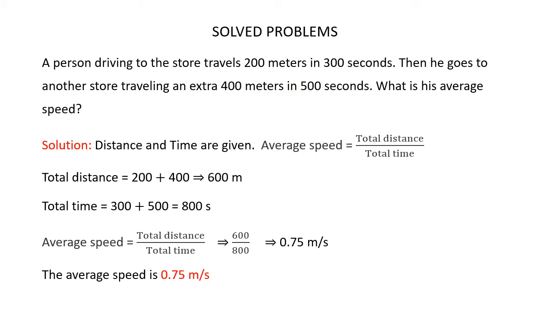So total distance is 200 plus 400, which is 600 meters. And total time is 300 plus 500, which is 800 seconds. So total distance is 600 meters and total time is 800 seconds. So average speed is 600 divided by 800, which is 0.75 meters per second. So the average speed of the person is 0.75 meters per second.